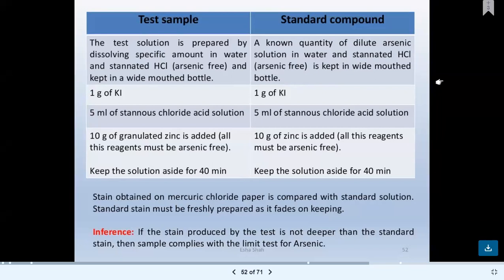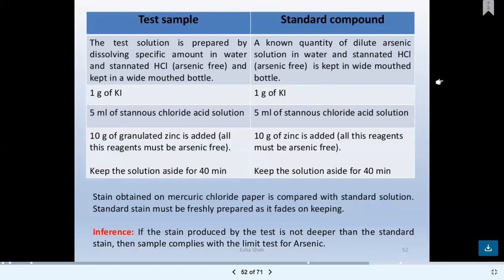To it, we are going to add the next reducing agent, that is 5 ml of stannous chloride solution. Lastly, we are going to add 10 gram of granulated zinc, and all the reagents used, that is potassium iodide, stannous chloride, and zinc, should be free from arsenic and should be represented by the letters AST. After adding all the reagents into the 120 ml capacity bottle, we are going to keep the solution for a waiting period of 40 minutes.